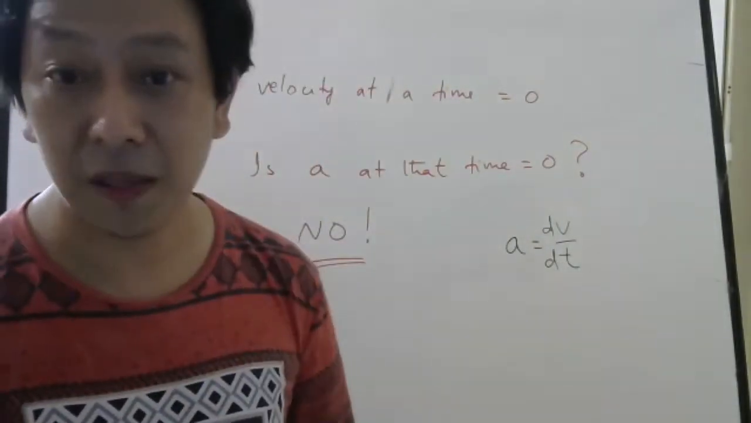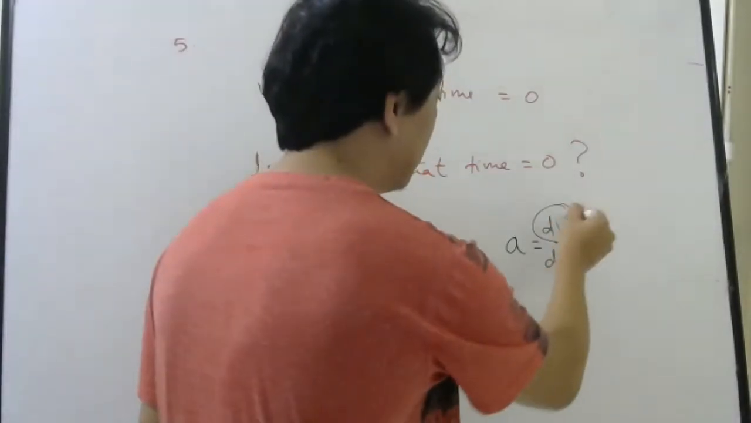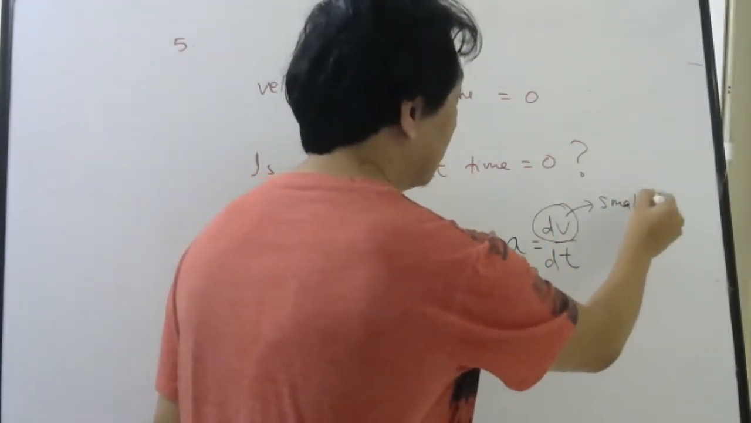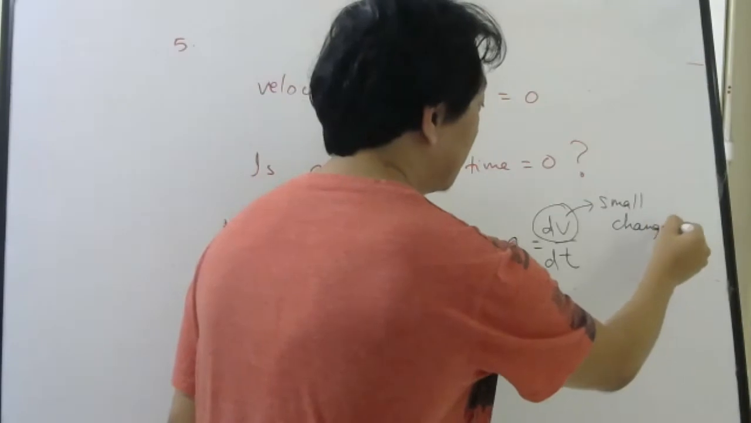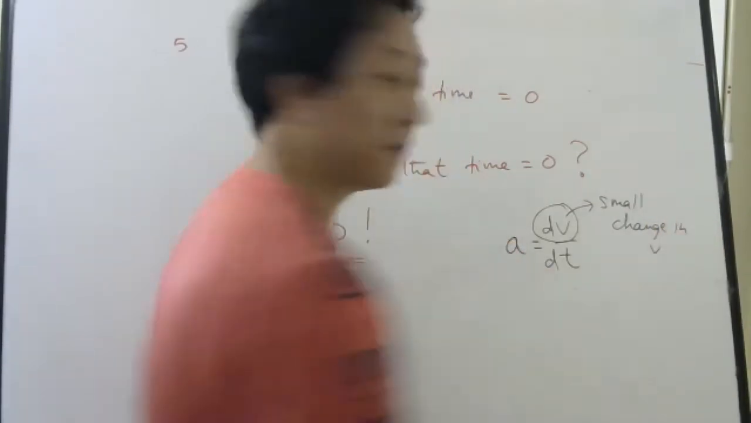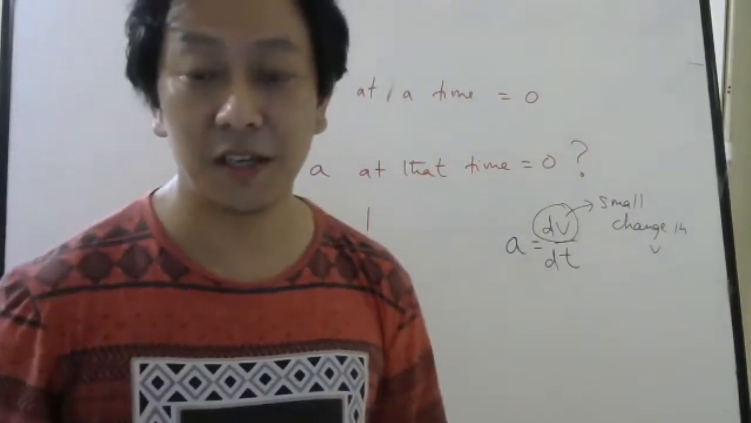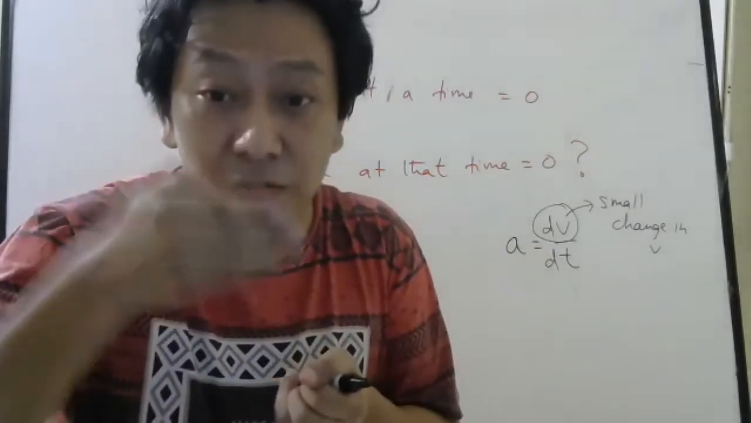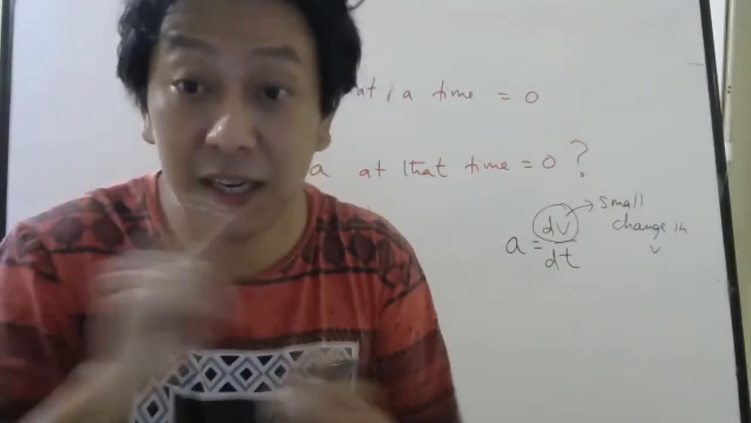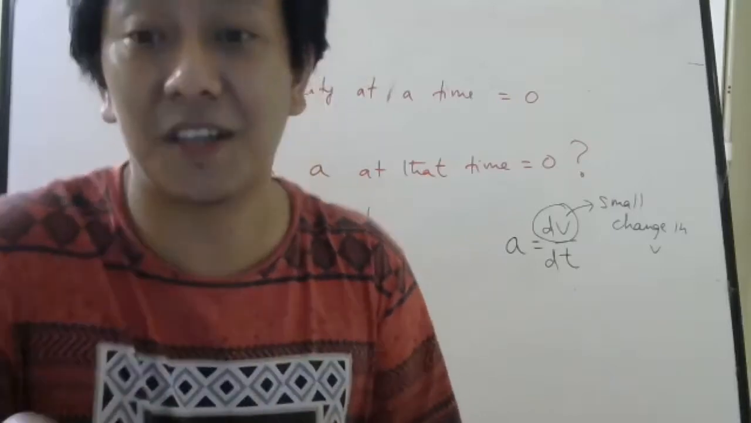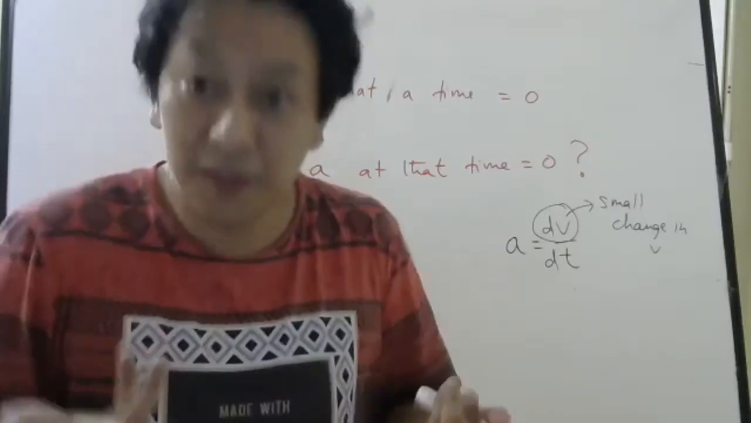dv by dt. dv matlab what? dv matlab small change in velocity. So right now velocity may be 0. That doesn't mean velocity is not changing. It may be changing, right?